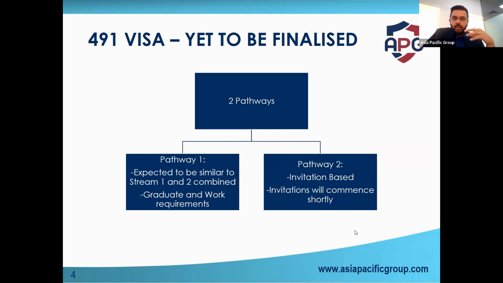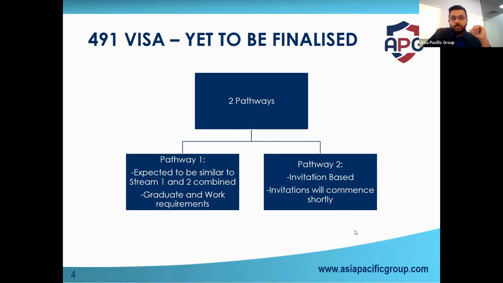In that criteria, what they seem to have thought about is combining stream 1 and 2 from last year. They will bring in a combined rule under pathway 1, meaning if you're working in your own occupation in the regional area, and number 2, if you have graduated in the regional area in the last 1 or 2 years. These 2 are combined into pathway 1. That's what it seems like right now. It is still not finalized, so it is subject to change. But as of right now, from the wording they've used and the little pieces of information they've given us from time to time, this is what it seems like.